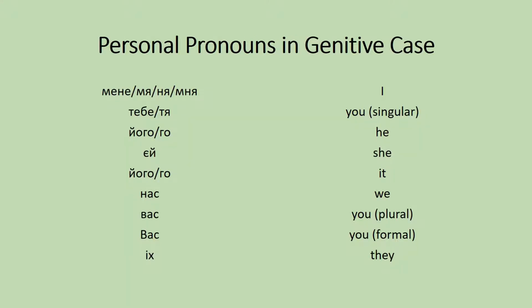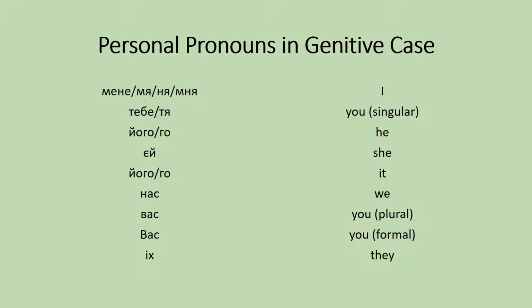Personal pronouns in the genitive case. To say I in the genitive case in Lemko, you can either say мене, мя, or ня. To say you singular in the genitive case, you can say тебе, or also тя.